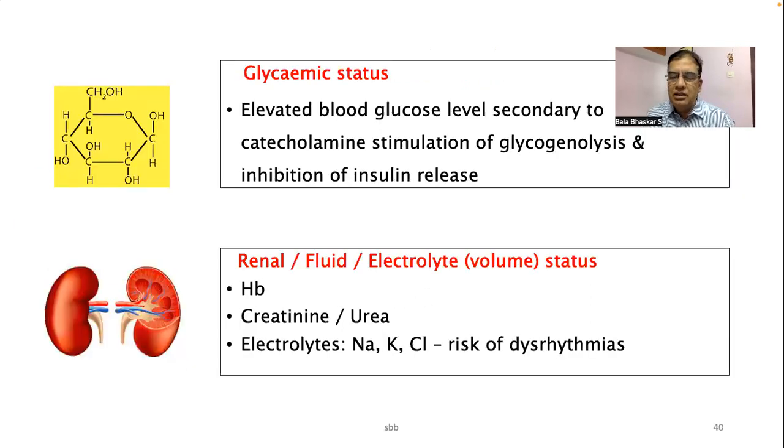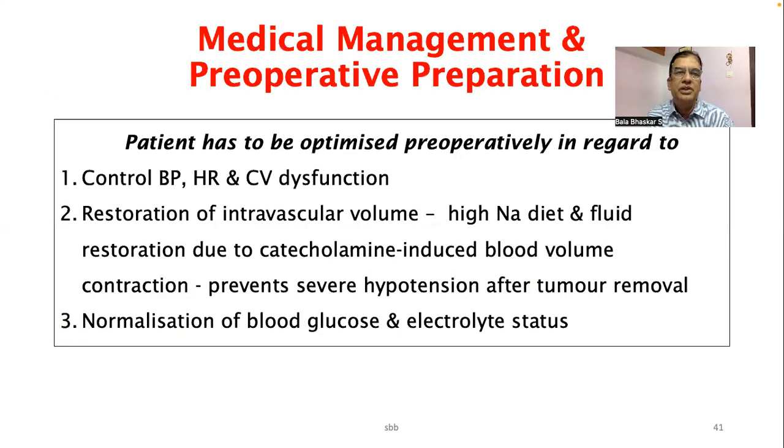Sugar, or the glucose metabolism, is definitely affected in these patients. There could be elevated blood glucose secondary to the increased catecholamine secretion, resulting in increased glycogenolysis and inhibition of insulin release. Then there are renal issues and fluid issues for the patient. We have to check the creatinine, urea, hemoglobin, and also look for electrolytes, which can precipitate dysrhythmias for the patient. So how do you medically prepare these patients?